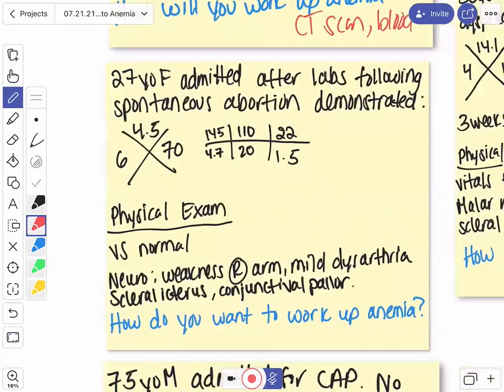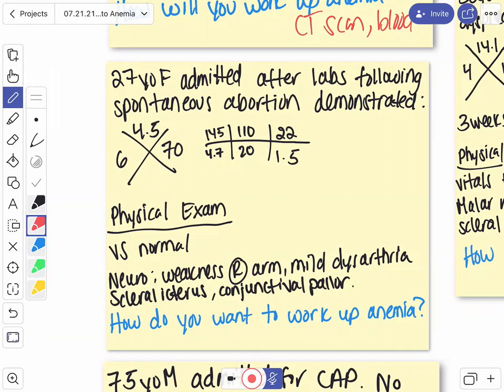So we have a 27-year-old female. She was admitted after some labs drawn at her PCP office after a spontaneous abortion demonstrated the following. She has a hemoglobin of 4.5, platelets of 70, creatinine of 1.5. For her physical exam, her vital signs are all normal. For her neuro exam, she has some weakness in her right arm, some mild dysarthria, some scleral icterus, and conjunctival pallor.